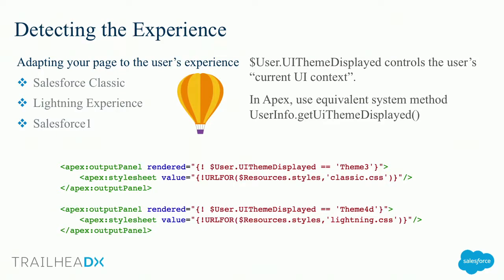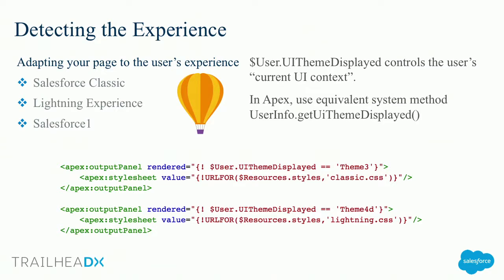Yeah, and so we have a global variable called $User.UIThemeDisplayed that you can reference in your Visualforce markup. This global variable takes a couple of different values. Say you want to include a different set of style sheets for Classic versus Lightning, or you want to show different fields, or hide or show whole components on the page. In this example, I'm using apex:outputPanel and the rendered attribute.